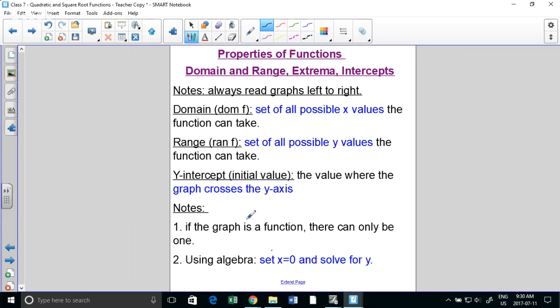General notes: if the graph is a function, and we test this by the vertical line test, there can only be one y-intercept. If we have a rule using algebra, we set x equals 0 and solve for y. So that's what we were doing before with the intercepts in general form as well.